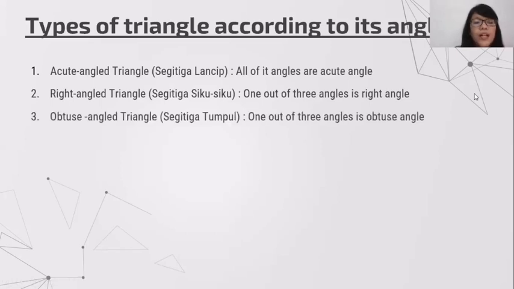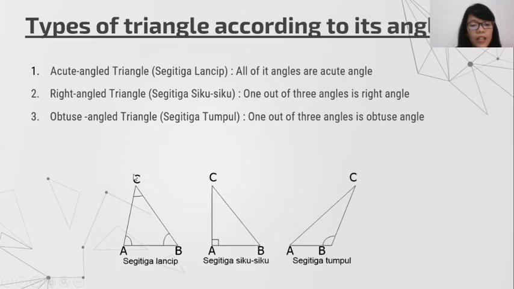And then the third one is obtuse angle triangle, or we usually call it segitiga tumpul. 1 out of 3 angles is an obtuse angle. As we know, obtuse angle means more than 90 degrees. Okay, please check this figure. So this one is acute angle triangle, this one is right angle triangle, and this one is obtuse angle triangle.